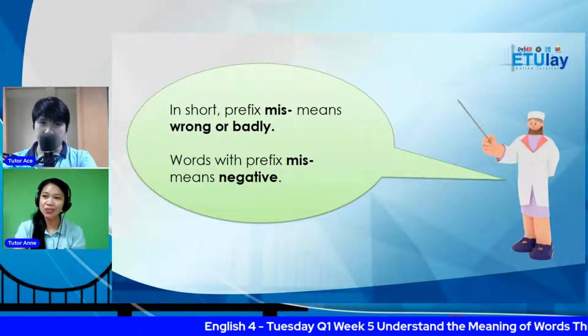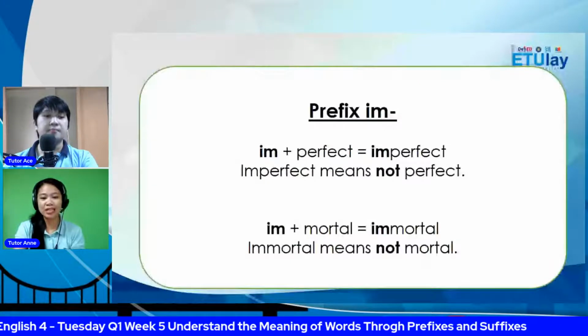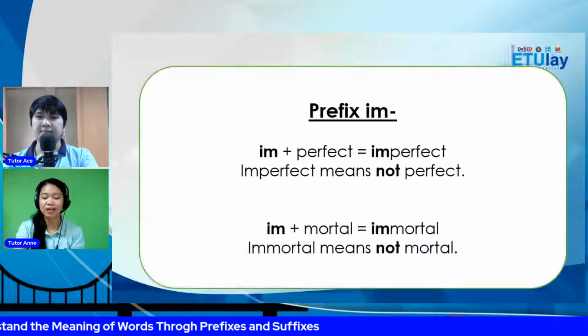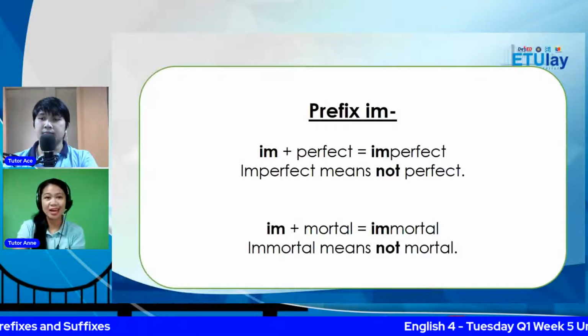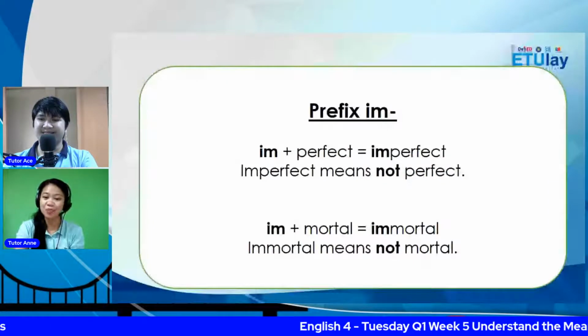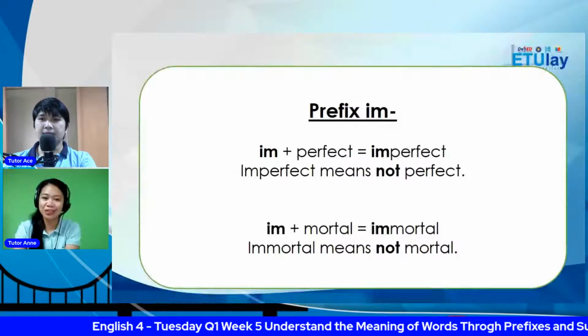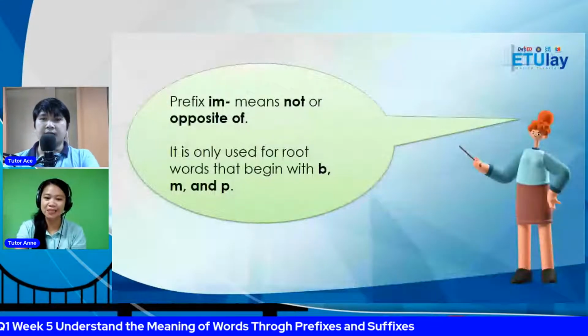And we also have another one. We have here the prefix im. Just like in our example here, we have imperfect and immortal. So we have there perfect, which makes it imperfect, meaning not perfect. And then we have there immortal, im plus mortal, meaning not mortal. So simple lang yung prefix im natin, Tutor Ace. It means not, or opposite of.